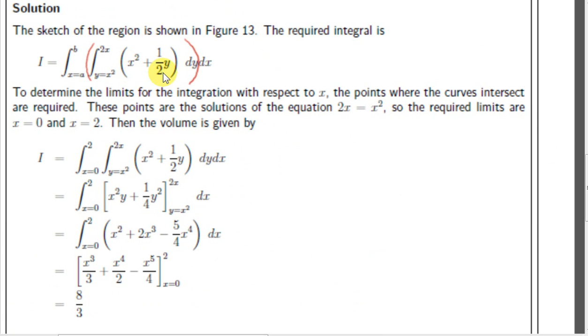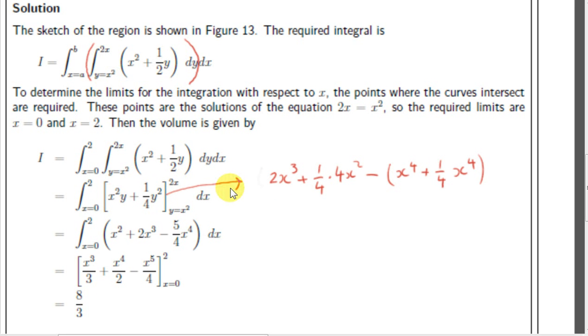So we have to integrate x squared plus a half y with respect to y. So we're treating x squared as a constant. We integrate a constant with respect to y, we get that constant times y, so we get x squared y. If we integrate a half y with respect to y, we add 1 onto the power to get y squared, divide by 2, so we get half times a half, or a quarter y squared. Our limits of integration are from x squared to 2x. So we plug the upper limit 2x in for y, because we're integrating with respect to y.